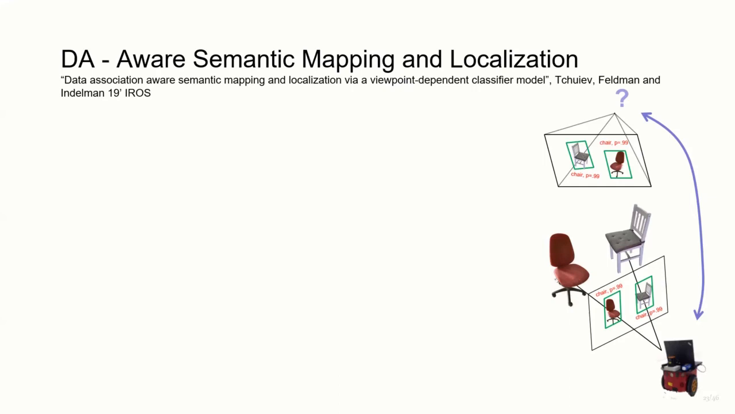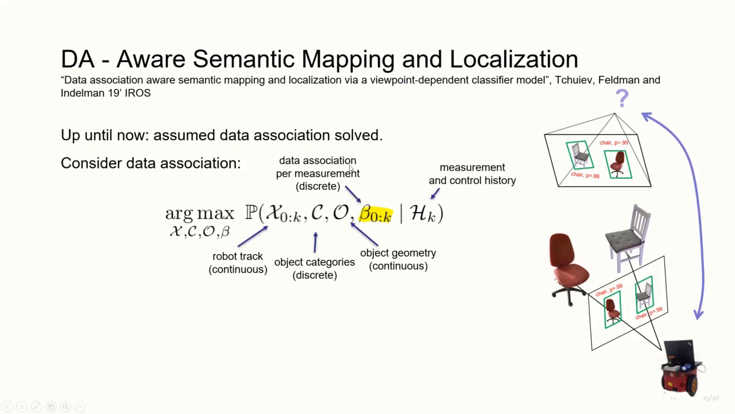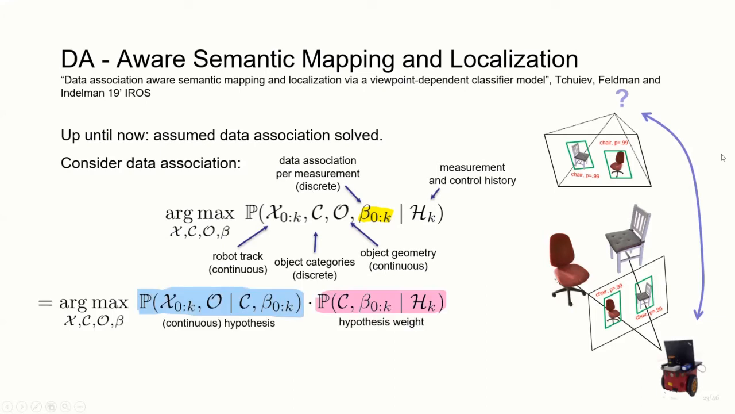Okay, so let's add data association variables marked as beta, a discrete variable per observation, holding the index of the object which generated the observation. And again, we can split the posterior into a continuous hypothesis over geometry and the hypothesis weight. And this time, the number of hypotheses is the number of classification combinations as before, but multiplied by the number of objects to the power of the number of time steps. So this is huge and completely intractable in theory.